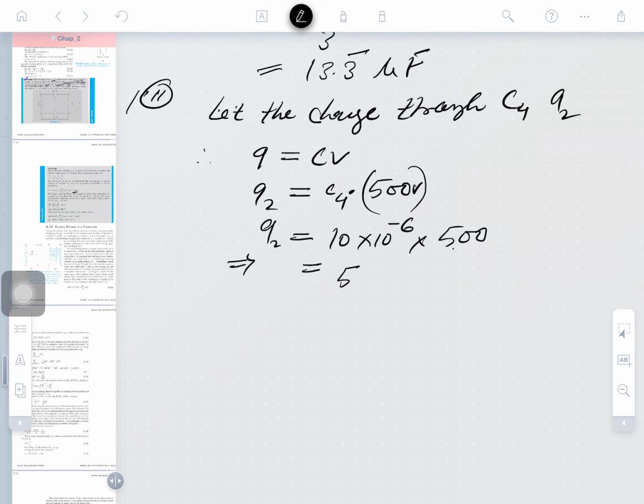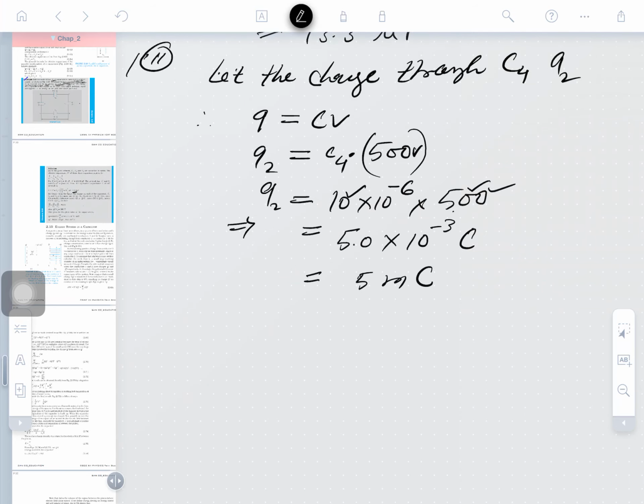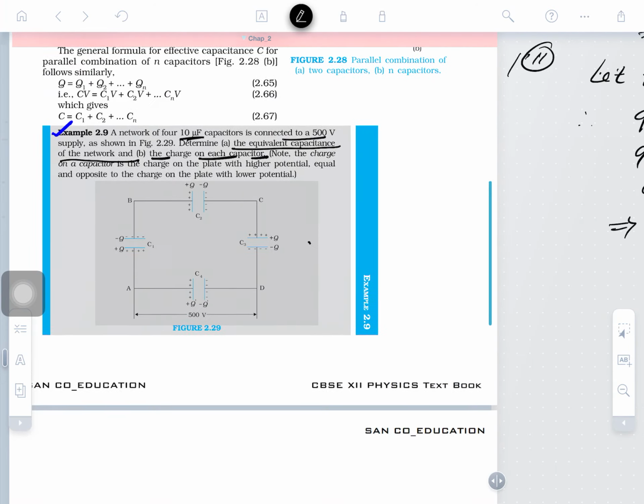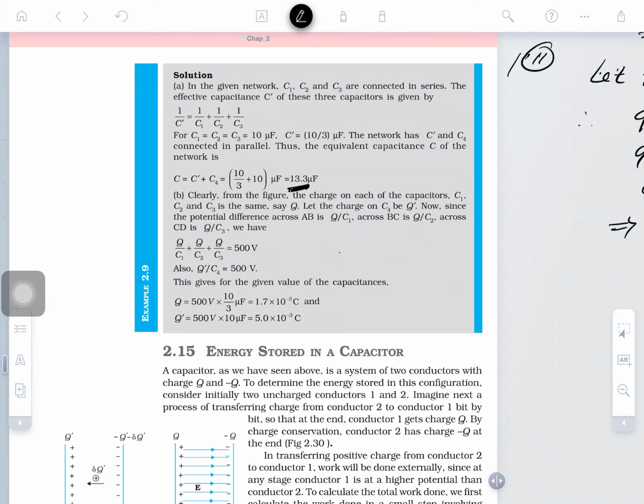Here will be 5.0 into 10 raised to the power minus 3. What is coming here? Coulomb. So, we can say here 5 millicoulomb. So, 5.0 into 10 raised to the power minus 3 Coulomb charge is passing through Q4. Is that clear, guys?